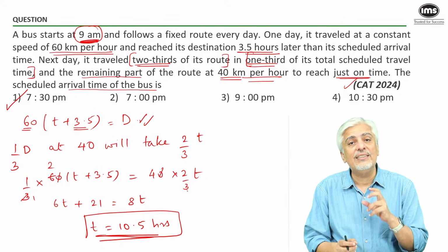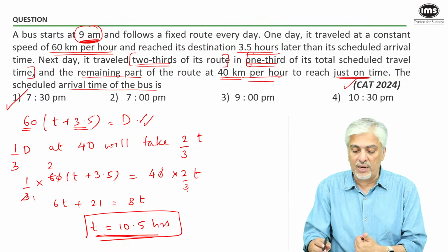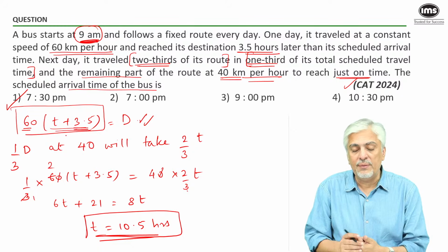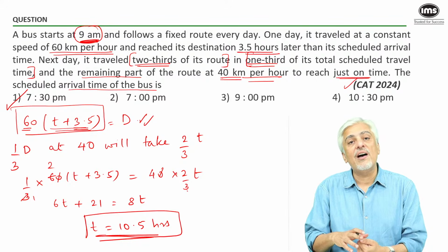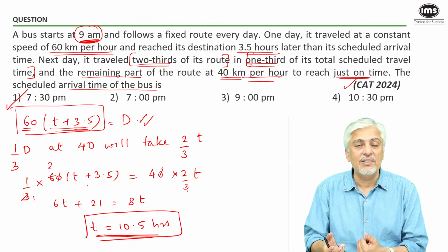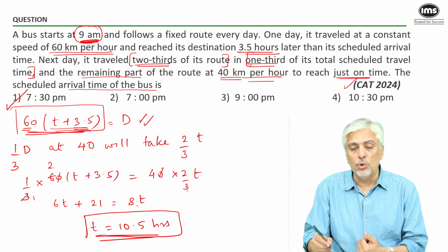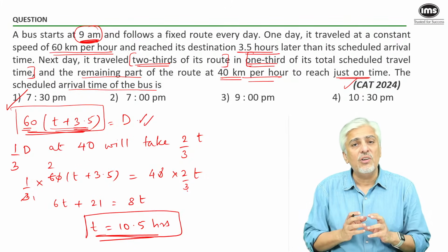Understand what are the other things they could have asked you in this question. They could have asked you for what is the total distance the bus has to travel. This would have been the answer. 10.5 plus 3.5 would be 14, and 14 into 60 would be the answer. They could have asked for what is the actual speed at which the bus should travel to reach on time. So you now know the distance. You know the time is 14 hours, so you can calculate the speed also. So lot of different things they can ask.